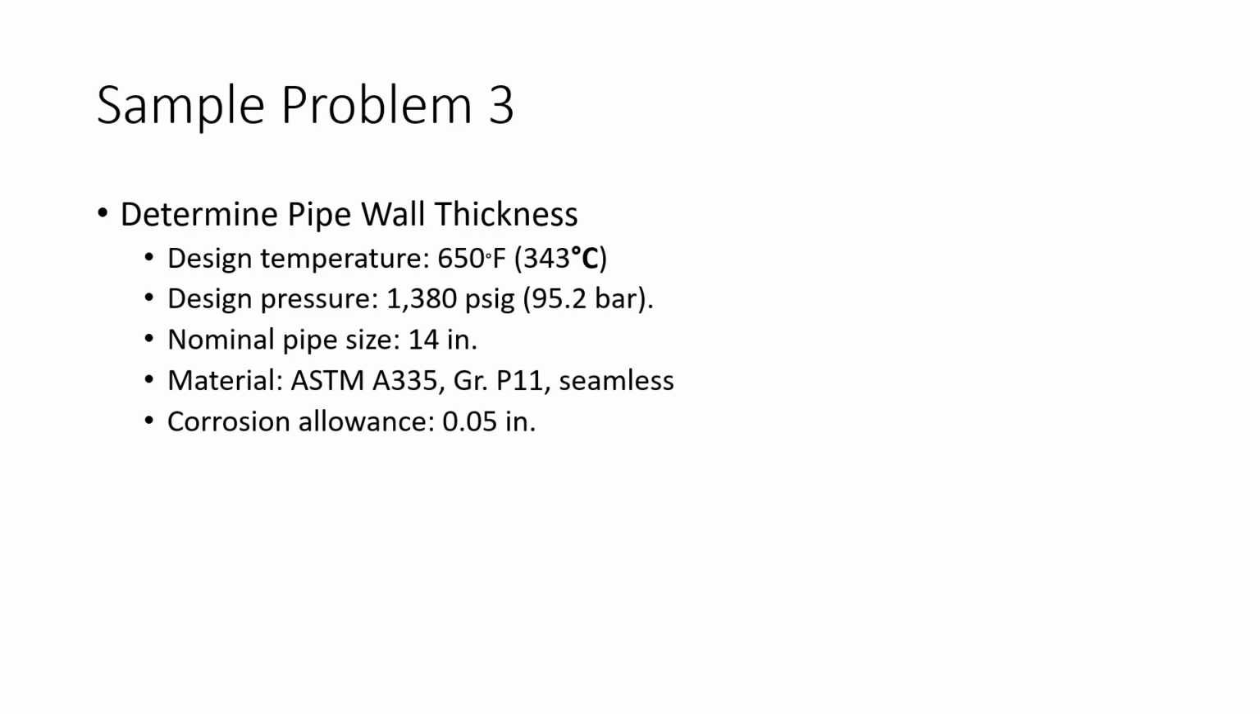Sample problem 3. In this case, we will be calculating for the pipe wall thickness. The key data points we will use in doing this are a design temperature of 650 degrees F, a design pressure of 1,380 psig, the nominal pipe size is 14 inch, the material is ASTM A335 grade P11 seamless with a corrosion allowance of 0.05.